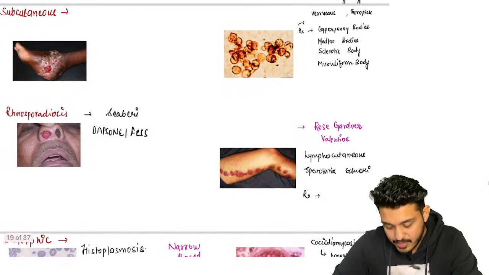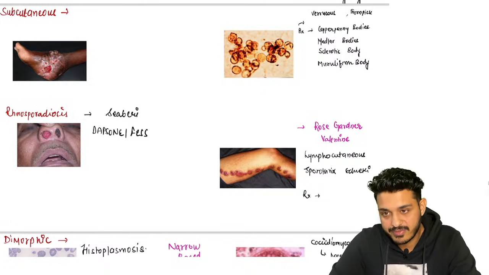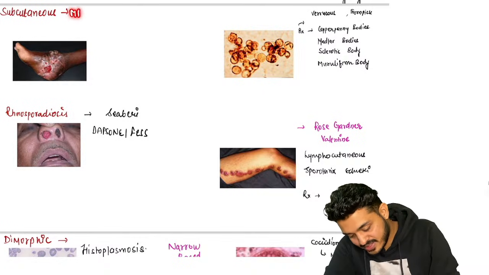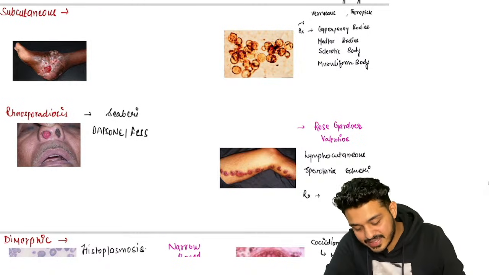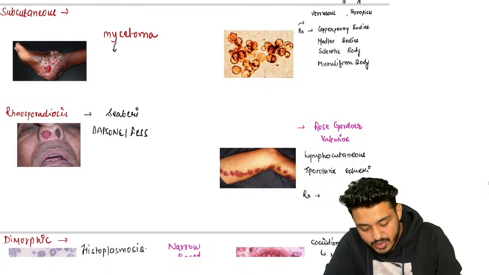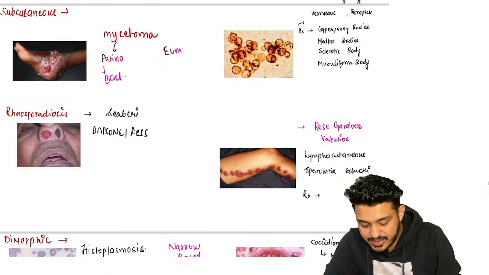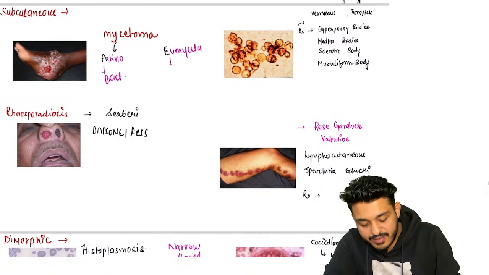Now we will discuss subcutaneous fungal infections, which are the MRCS group of infections. What is MRCS? M is for mycetoma. The first one in front of you is mycetoma. We can have actinomycetoma and eumycetoma. Actino is bacterial, and eumycetoma, after E there will be F, so this is fungal.